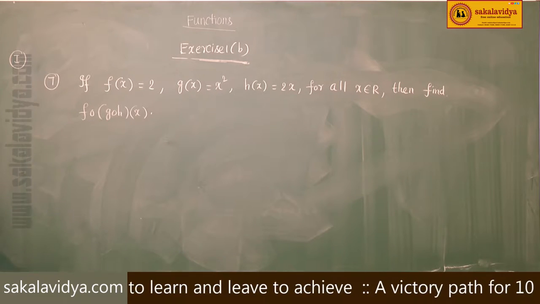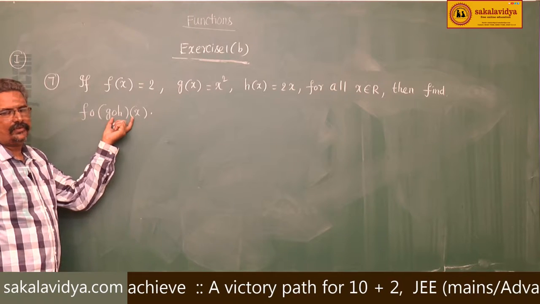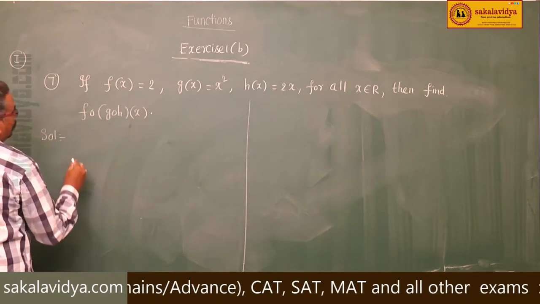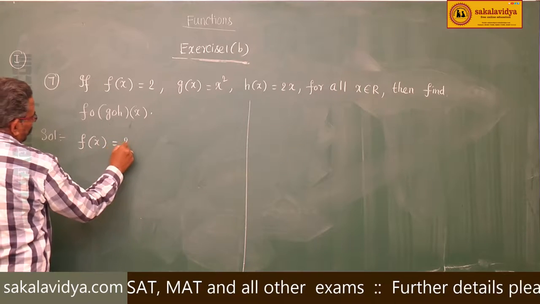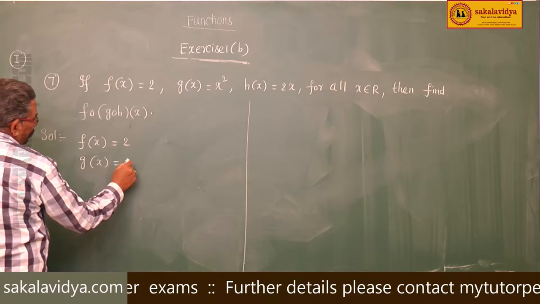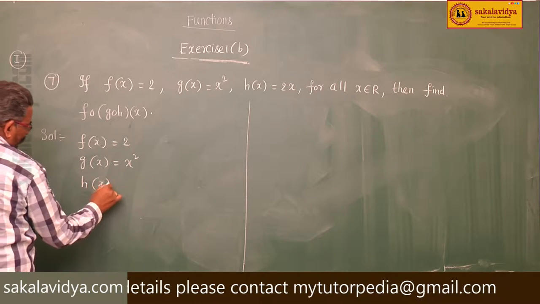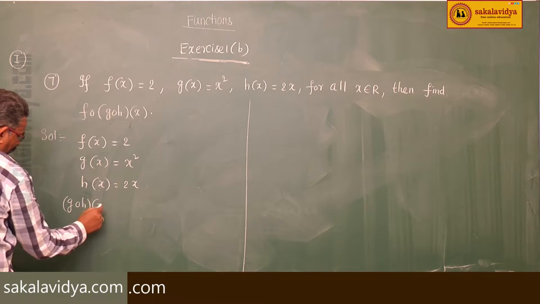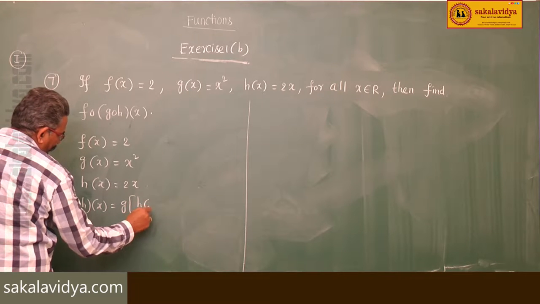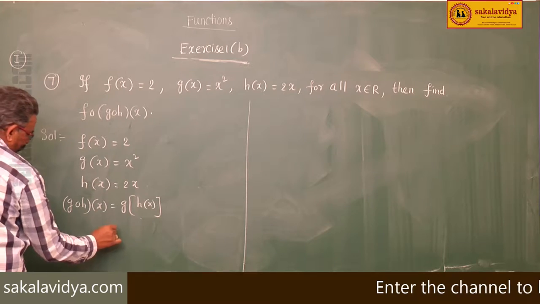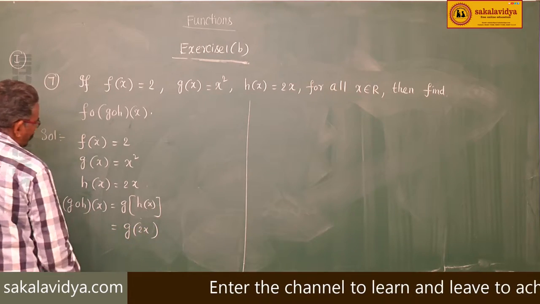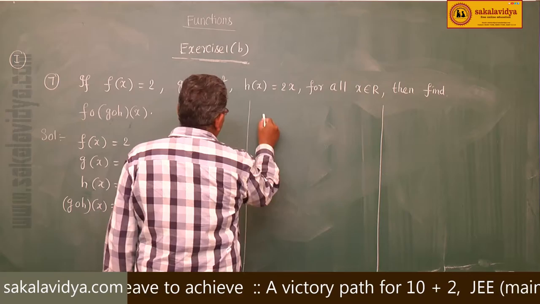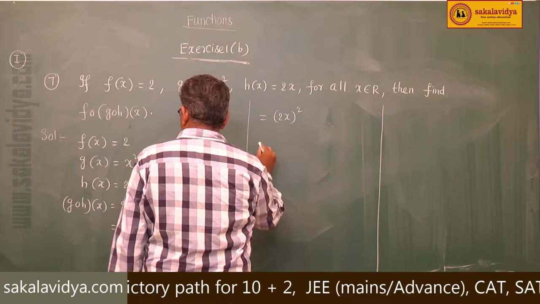In this problem, let us find out first g circle h of x. So, here given f of x is 2, g of x is x square, h of x is equal to 2x. First, let us find out g circle h of x. This is g of h of x. We know that h of x is 2x, g of 2x. Since g of x is equal to x square, we write this is 2x whole square, so 4x square.